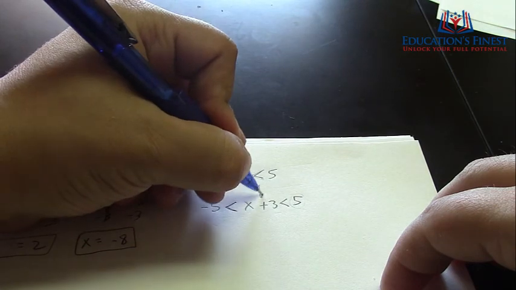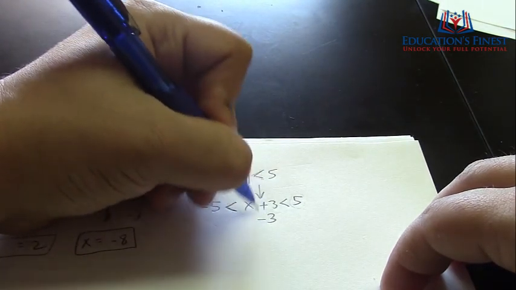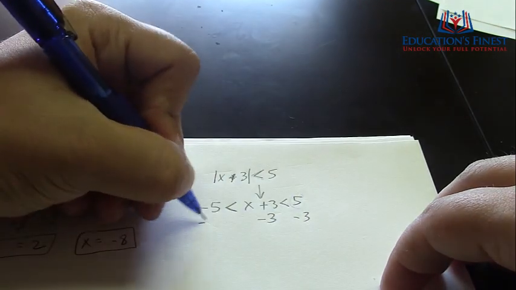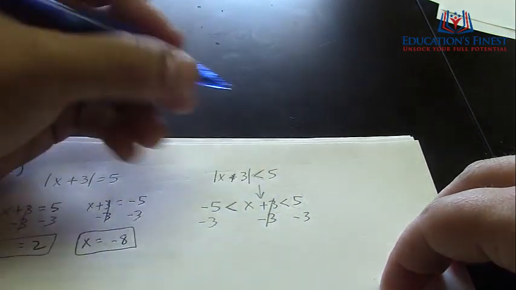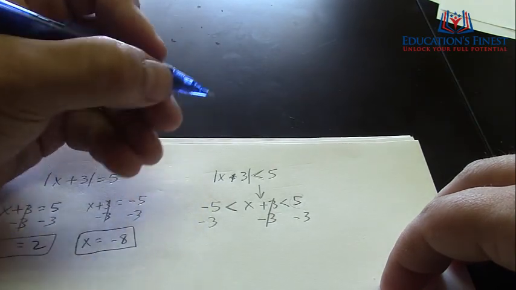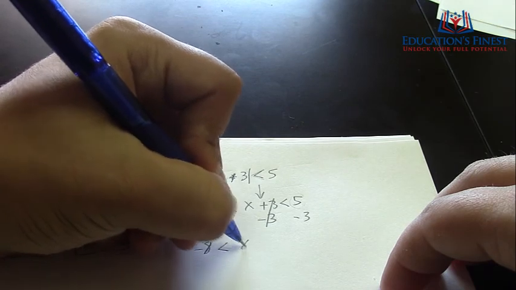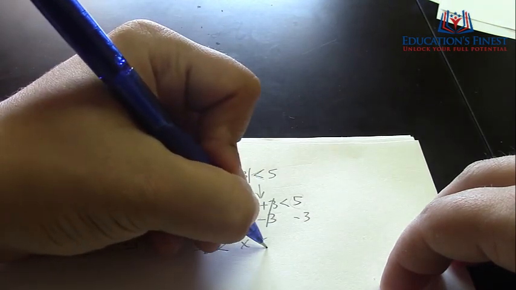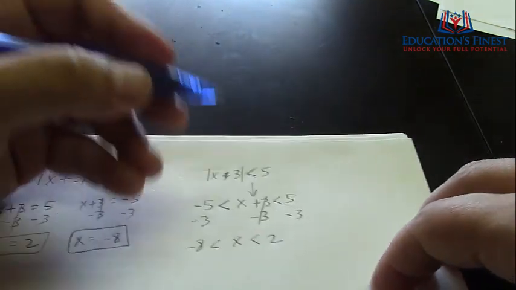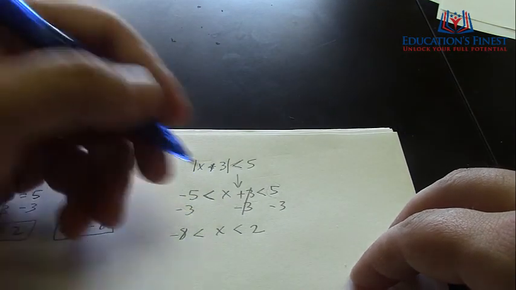It's very important to understand that you solve it from the middle. What I mean by that is you're going to be subtracting 3 here, but you have to do it to all sides, the left, the middle, and the right. And then this is going to be negative 8 is less than x. We just have an x in there. It's less than 2. Okay, so we got our little inequality there.